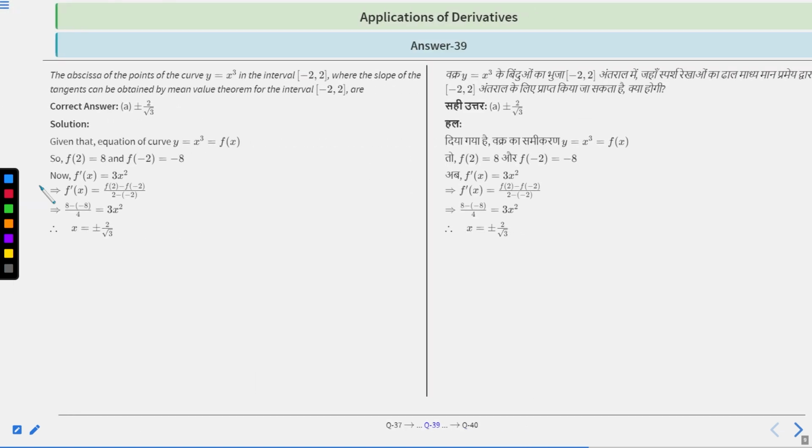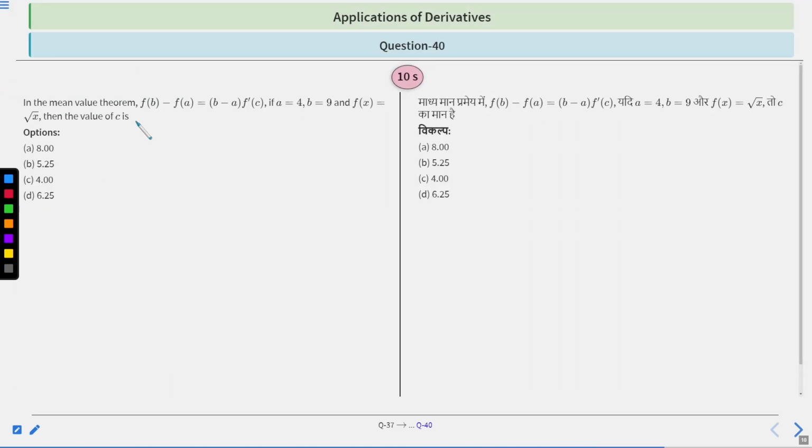So let's move to the next question. Question number 40, which says, in the mean value theorem, f(b) minus f(a) is equal to (b minus a) f dash c. We know this. If a is equal to 4, b is equal to 9, and f(x) is equal to root x, then the value of c is. We have to find the value of c.